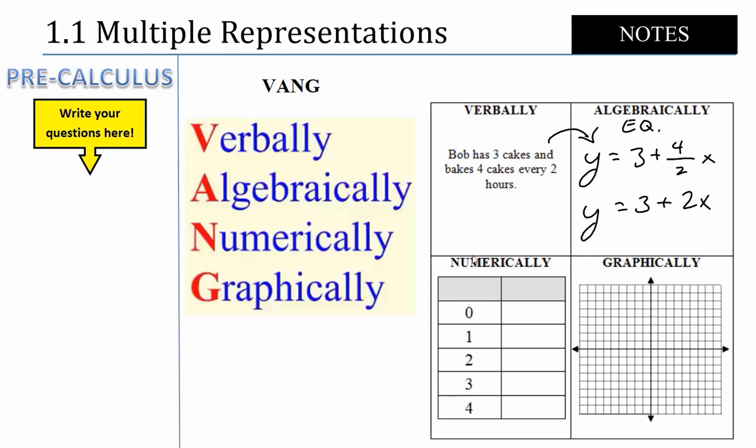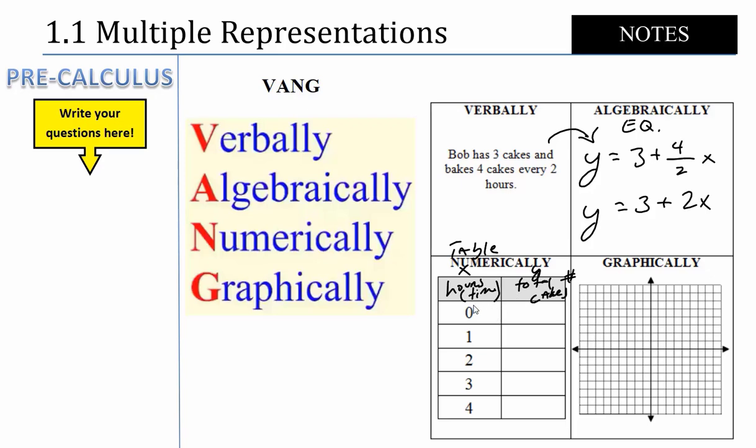Numerically usually refers to a table, a table of values. And in this table, usually we have x and y, which we have obviously up here. But now, what does x stand for? X stands for hours, so in this case it stands for time, right? More than likely, it always stands for time. There's a couple instances where it doesn't, but more than likely, it does. Y, in this case, stands for the total cakes. Total cakes is just some number.